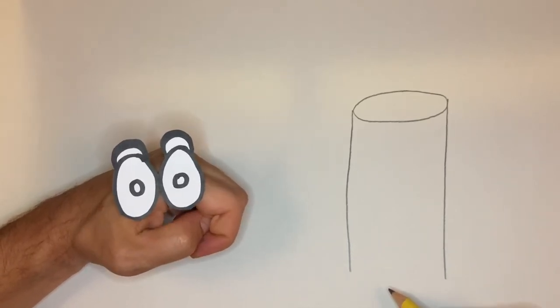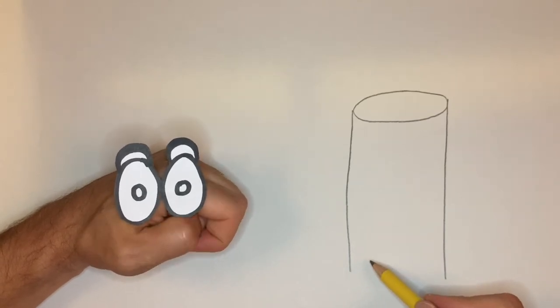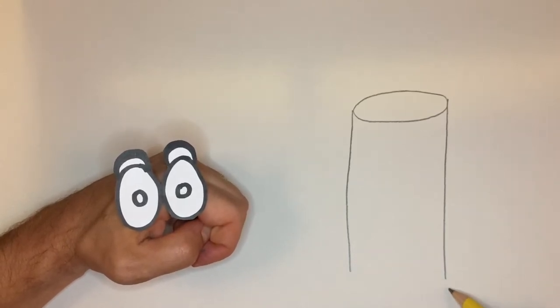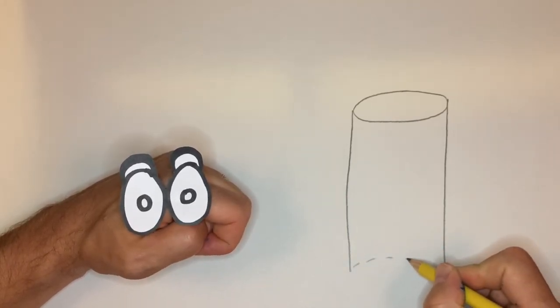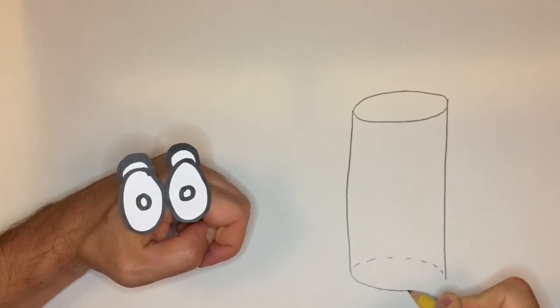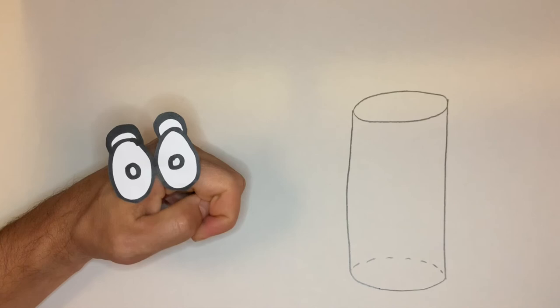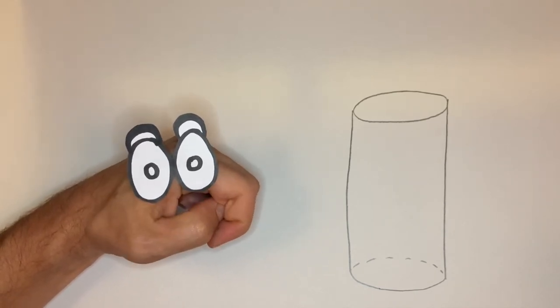Now half of the base will be hidden and we'll draw that with a dashy line. But the front half of that oval we'll see and that'll be a solid line. So it's going to look like this. We're going to dash it around. Good. And then draw it in solid. And there you go. Easy peasy. You just draw yourself a cylinder in 3D.